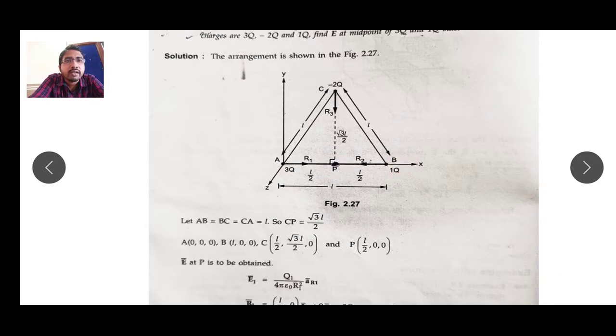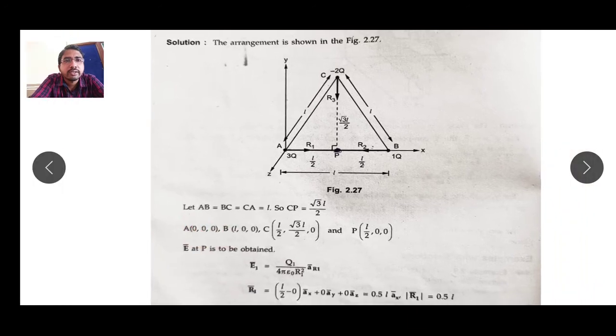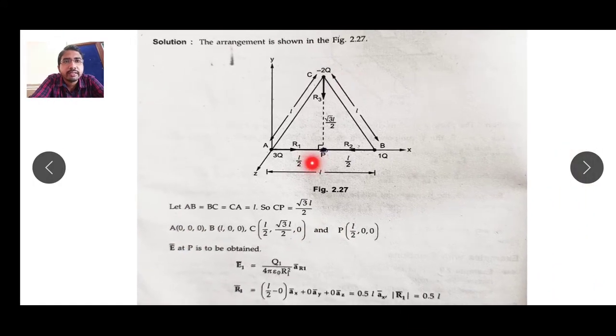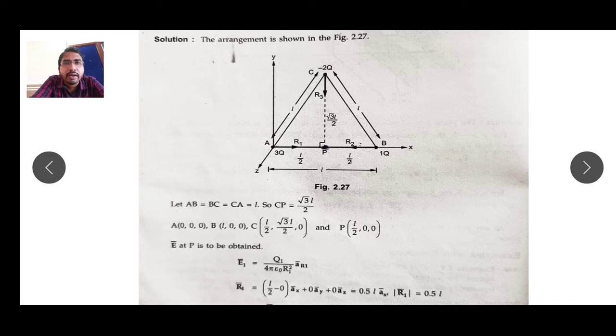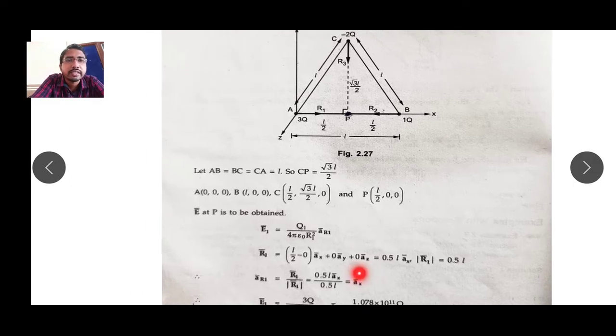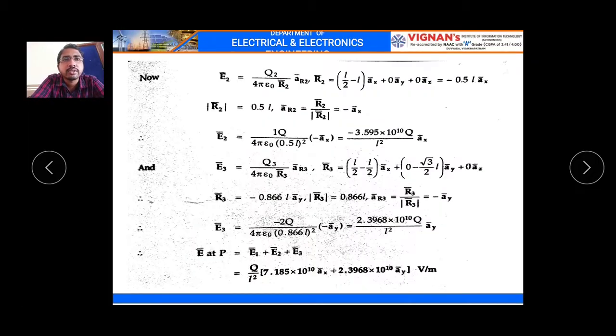So anyway, we are taking some axis. Suppose if you take one point on x-axis, what is the point? 1, 0, 0. If you take origin 0, 0, 0, like that, you decide coordinates of all the points. That is our wish, we can take on any side. And what is the formula for E? Q by 4 pi epsilon naught r square into AR. So you know the value of charge, distances, points and all those. Substitute them and you will find the electric field intensities from all sides.